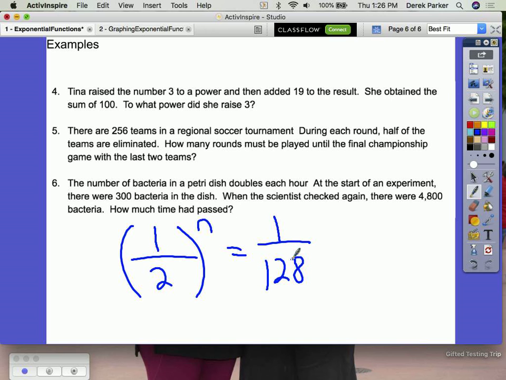Now, it doesn't matter how many times 1 gets multiplied by itself, so I don't have to worry about that. But what I do have to realize is, what power would I take 2 to, to get 128? 2 to the second power is 4. 2 to the third power is 8. 2 to the fourth power is 16. Fifth power, 32. 6th power, 64. 7th power, 128. So in this case, n equals 7.